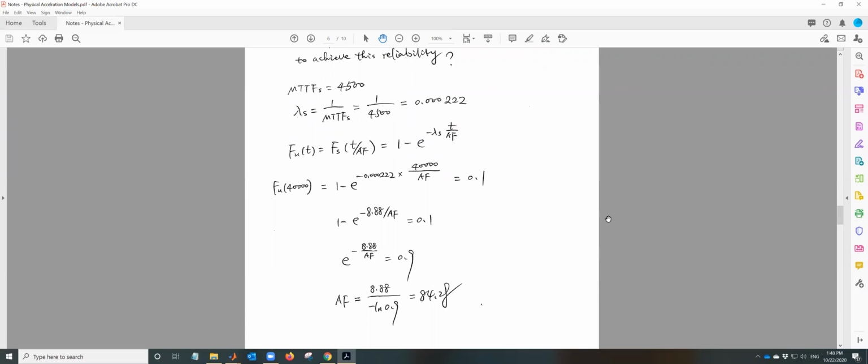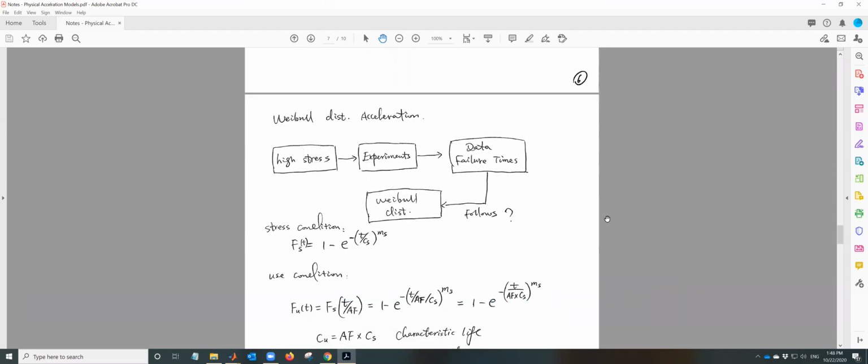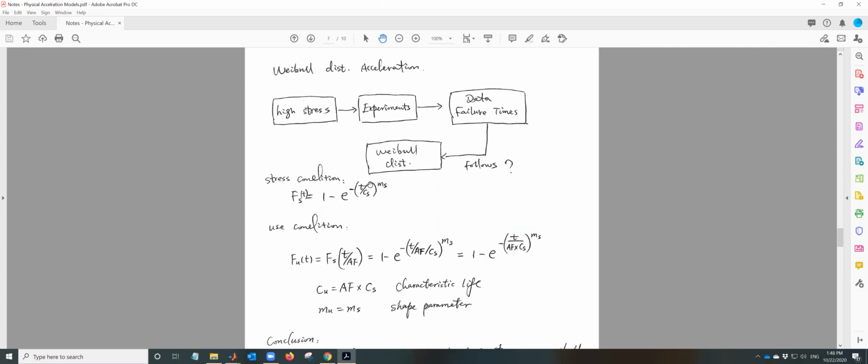Okay, so far we discussed the case where the lifetime follows the exponential distribution. Now let's have a look at the case where the lifetime follows the Weibull distribution. So at high stress, you do experiments, you get data, and you want to see whether the failure times follow the Weibull distribution. So what is the Weibull distribution? This is the Weibull distribution. It has two parameters, CS and MS. MS is a shape parameter. CS is a characteristic life.